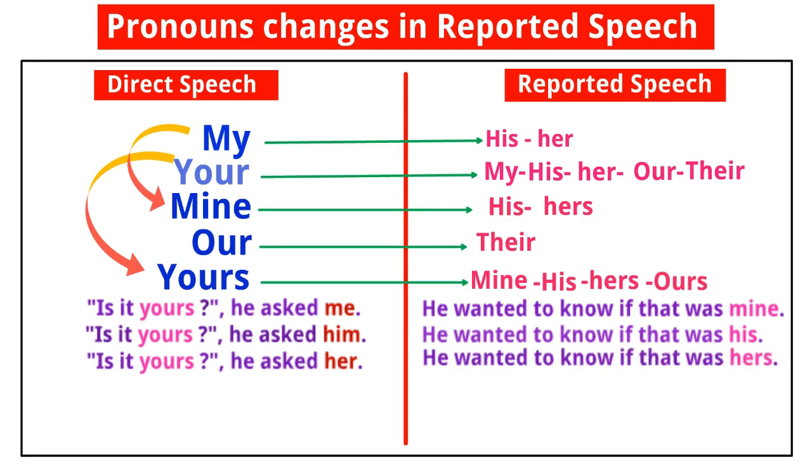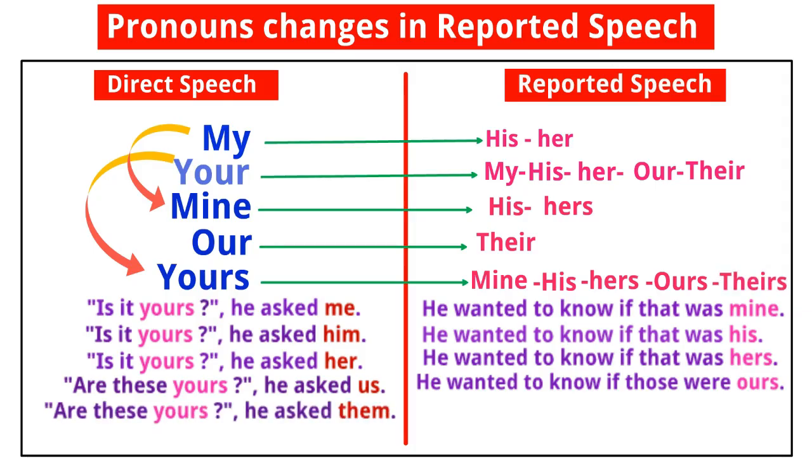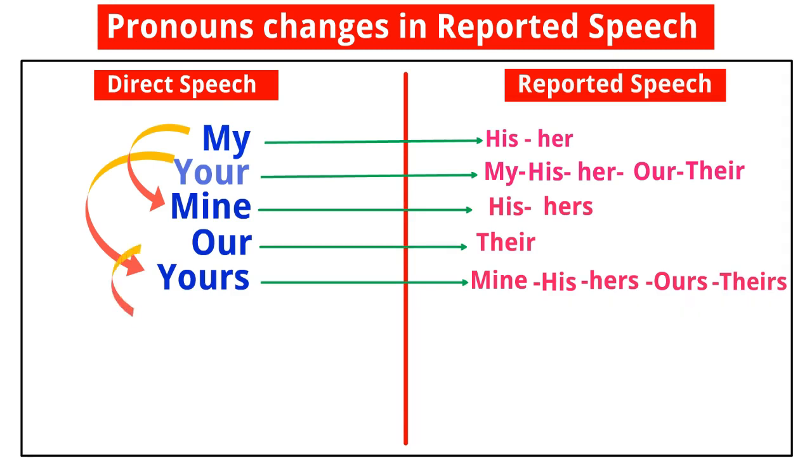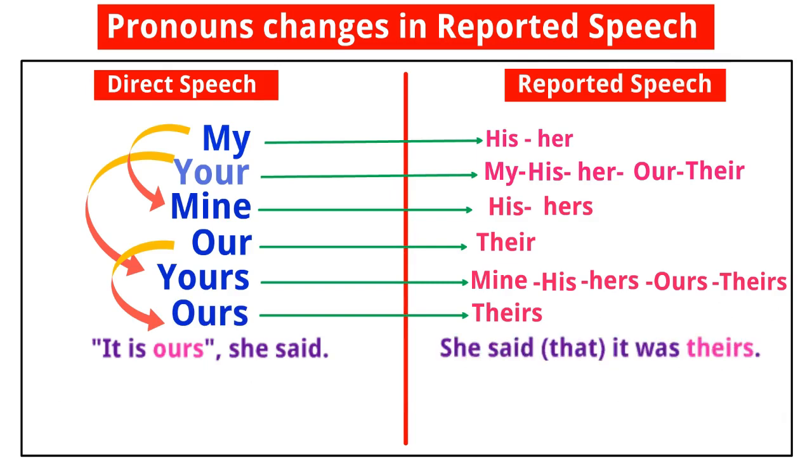It can, however, change to ours. For example, "Are these yours?" he asked us. He wanted to know if those were ours. It can also change to theirs. For example, "Are these yours?" he asked them. He wanted to know if those were theirs. Ours becomes theirs. For example, "It is ours," she said. She said that it was theirs.